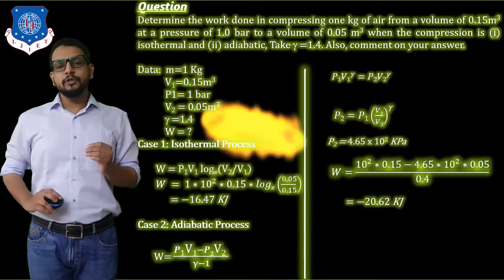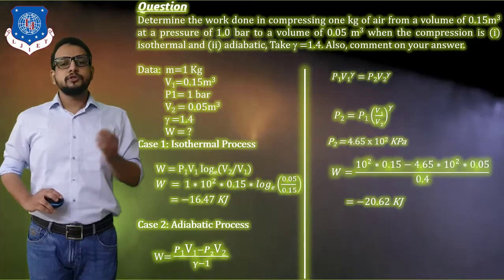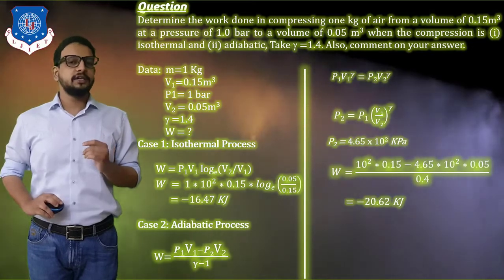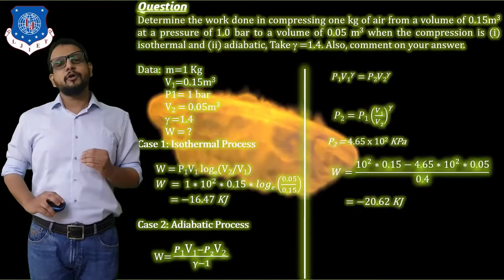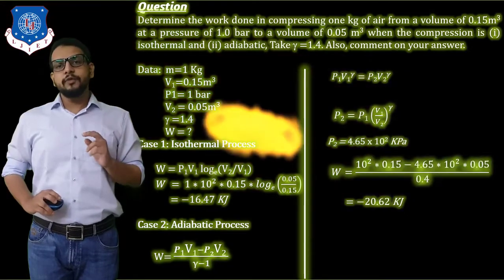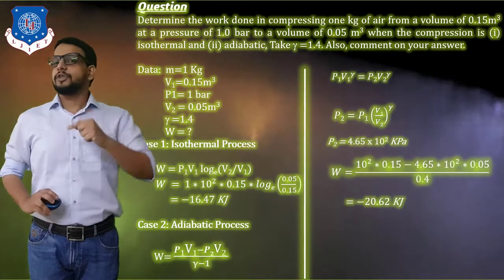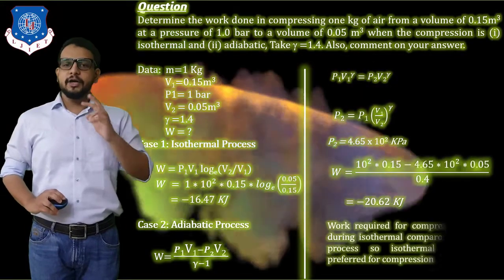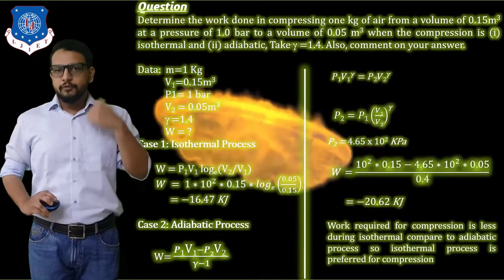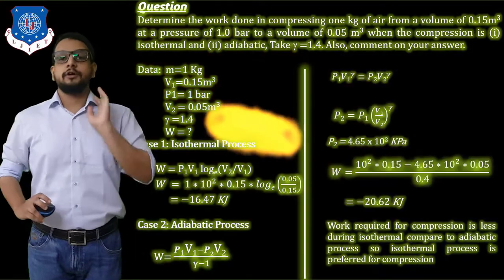Now compare both the answers of work done, from case 1 and case 2. In case 1, the isothermal process, work done for compression is minus 16 kilojoule, and in the adiabatic process it is about minus 20 kilojoule. Comparing both, we can say that work done for compression is less in the isothermal process compared to the adiabatic process. So which process is preferred for compression? Whichever process in which work input is lesser is preferred for compression.